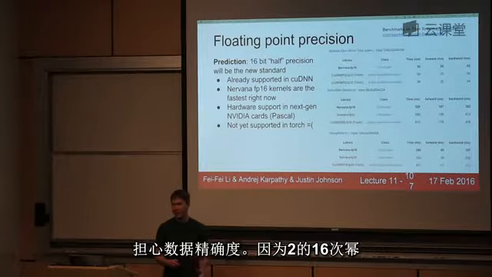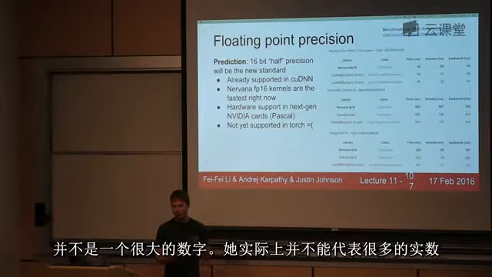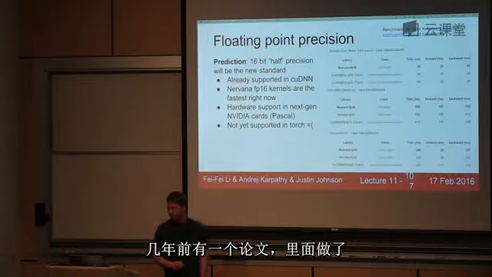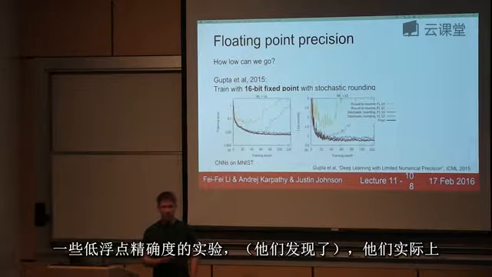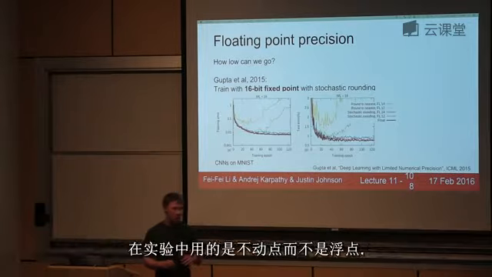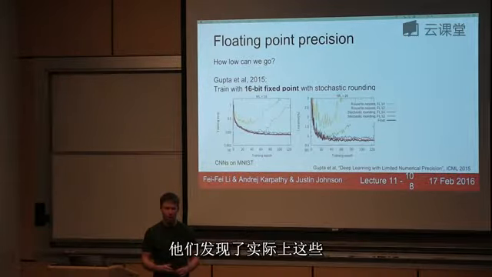Because 2 to the 16 is not that big of a number anymore. So there's actually not too many real numbers you can even represent. There was this paper from a couple years ago that did some experiments on low precision floating point. And they found that actually, they used a fixed width rather than a floating point implementation.